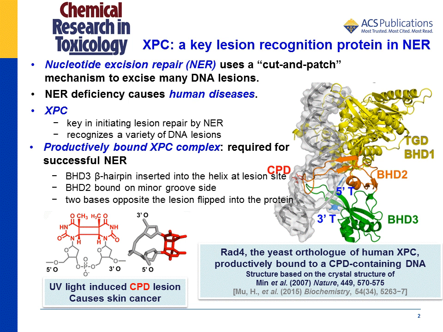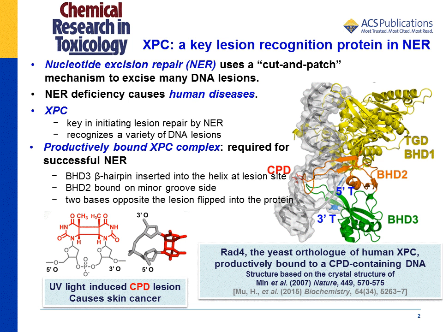XPC is key in initiating lesion repair by NER. It recognizes a wide variety of DNA lesions. In order to initiate successful subsequent NER, XPC needs to bind productively to lesion-containing DNA. The structure details of the productively bound complex have been revealed by the crystal structure of RAD4 in complex with a CPD-containing DNA, solved by Min and Pavletich. RAD4 is the yeast ortholog of human XPC.